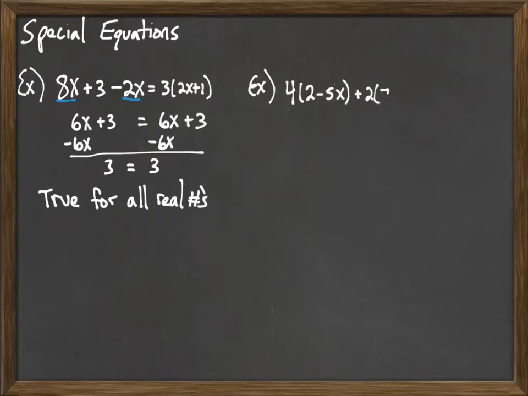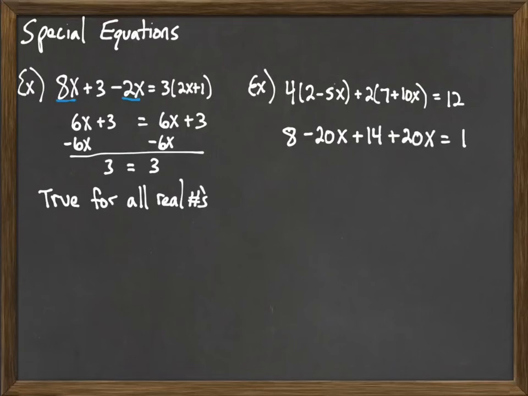The second special case, consider the equation here. 4 times (2 minus 5x) plus 2 times (7 plus 10x) equals 12. So we begin first doing our distributing. 4 times 2 is 8. 4 times a negative 5x would be minus 20x. And then positive 2 times 7 is 14. Positive 2 times 10x is 20x. And on the other side, nothing we can do. It's just 12.